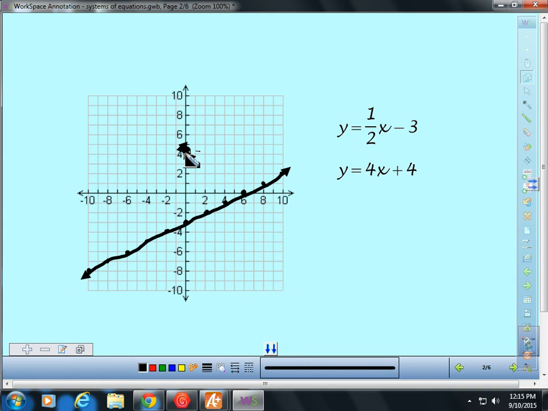Now the second line starts at 4. So you start at 4, and then you're going to go up 4, 1, 2, 3, 4, and right 1. You would also go down 4, 1, 2, 3, 4, and then down 1. Okay, notice that at that point, if you want to draw your line, you can. Okay, at this point they intersect. This is your solution.